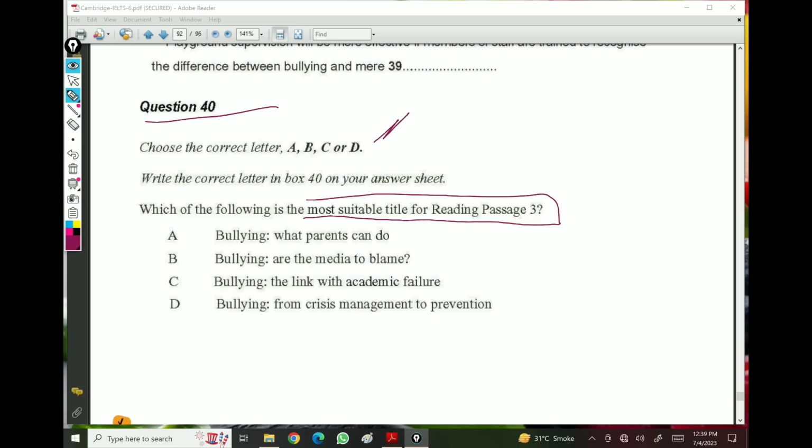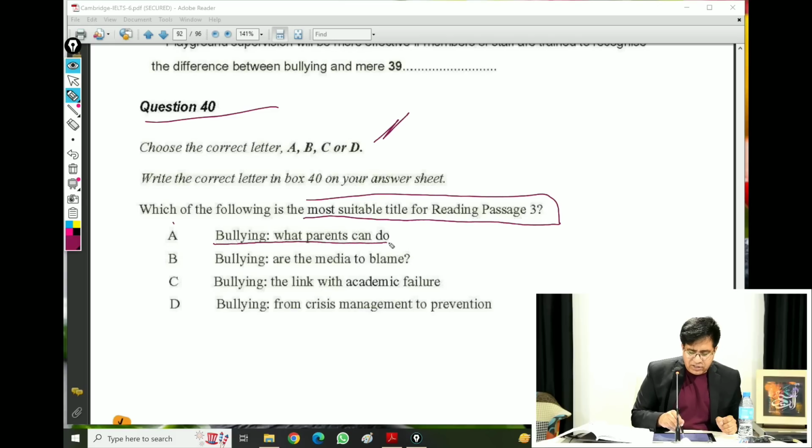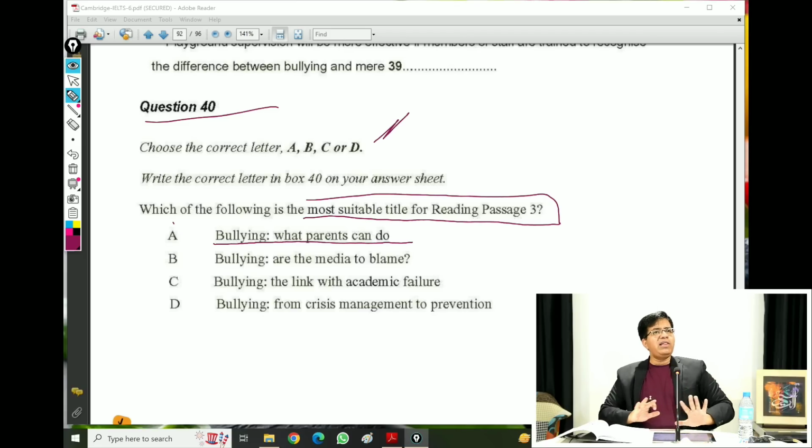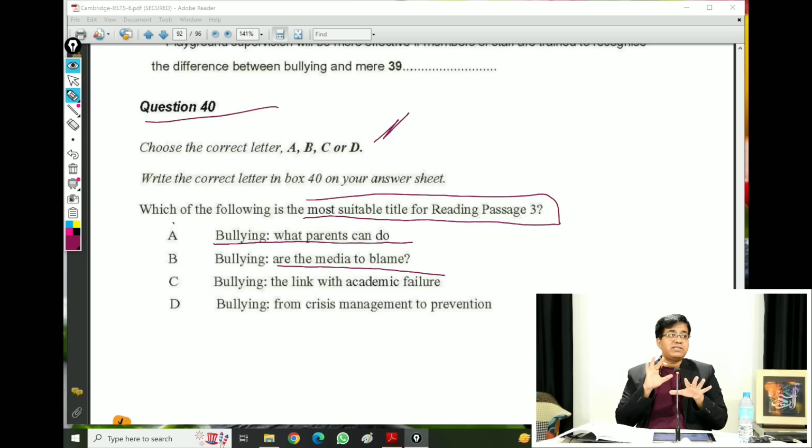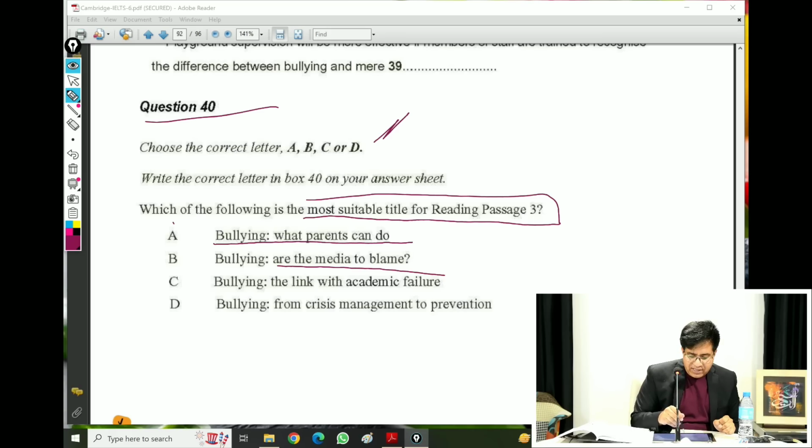We go on. Question number 40. Option A, please follow me. Bullying. What parents can do? Now, do you think all the passage was about what parents can do? No. Not at all. Option B, bullying. Are the media to blame? No. No. Now your success rate is 50-50. In multiple choice questions, elimination is the best strategy. What is elimination? A, no. B, not at all. Now it's 50-50. Option C, bullying, the link with academic failure.